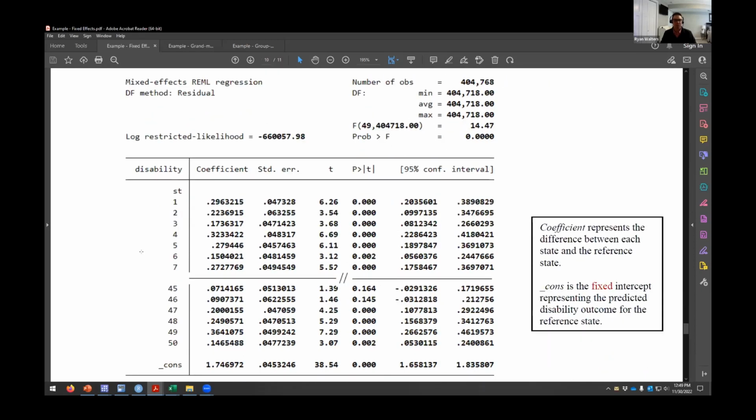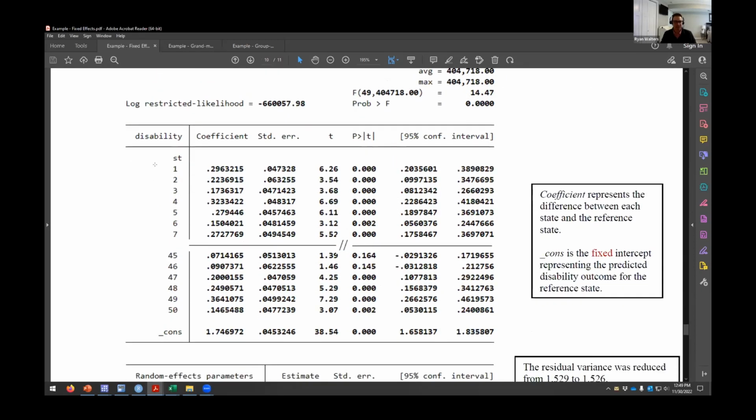I have abbreviated output here. You can see that we have each state all the way from state 1 through state 50. Remember, state 51 is the reference group. State 9 is excluded because that was the Dominican Republic. And actually, I don't think that was in our data to begin with, so I didn't exclude it. I think it just was excluded.